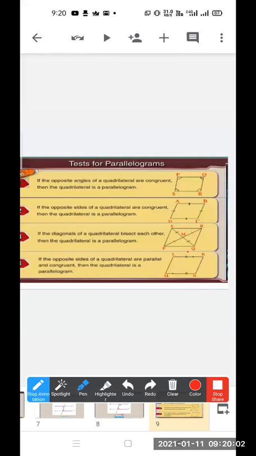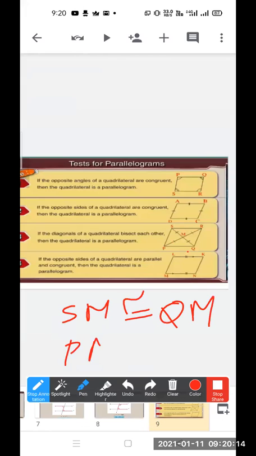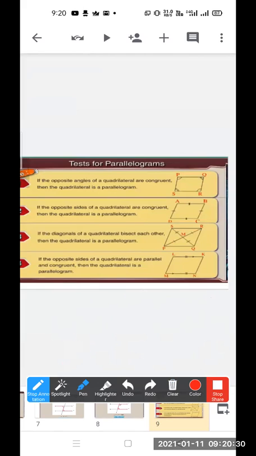It means what? Segment SM is congruent to QM, and also segment PM is congruent to RM. Bisect means, for children, divides equally. So if the diagonals bisect each other, then only we can say that the given quadrilateral is a parallelogram. Here this property holds good under rectangle as well as square.